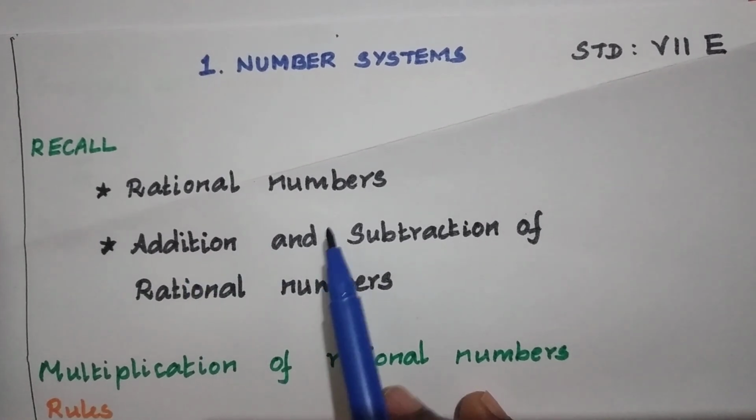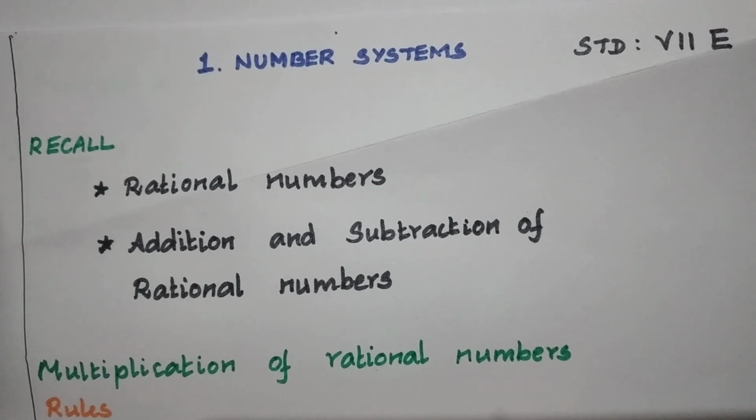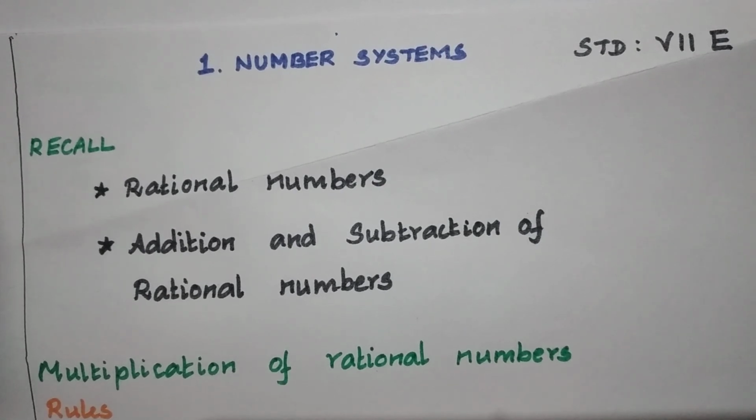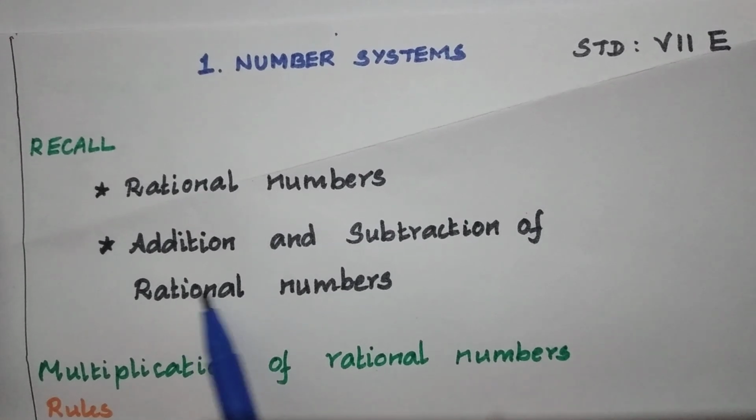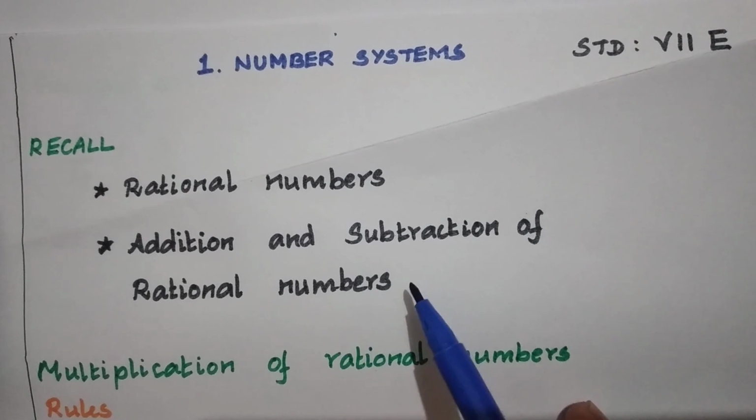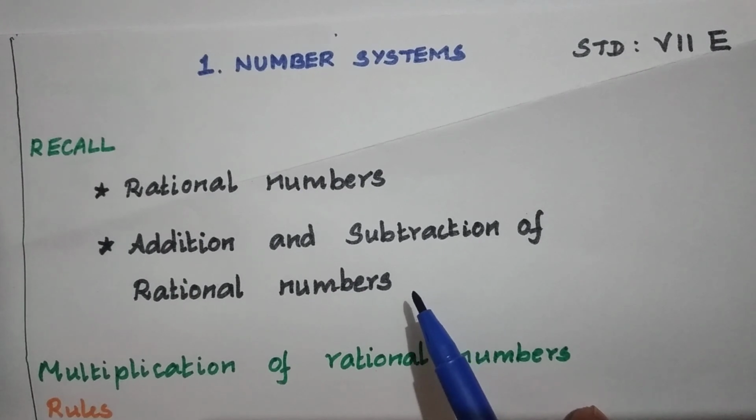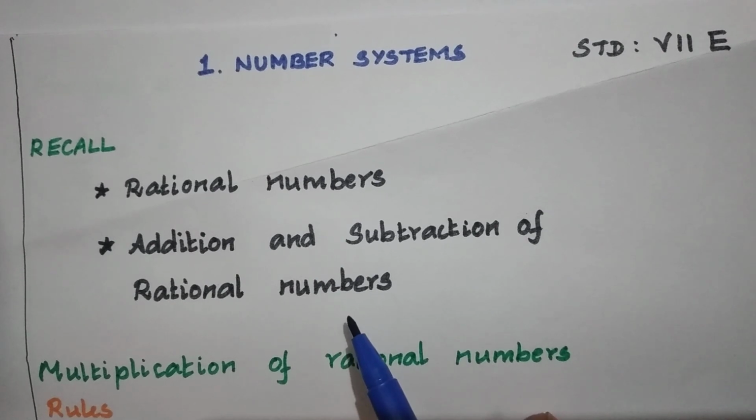Rational numbers are numbers which can be expressed in the form p by q, where p and q are integers and q not equal to 0. Addition and subtraction of rational numbers: if the denominators are same, just simplify the numerators and write the denominator as such. If the denominators are different, take LCM and simplify the numerators.